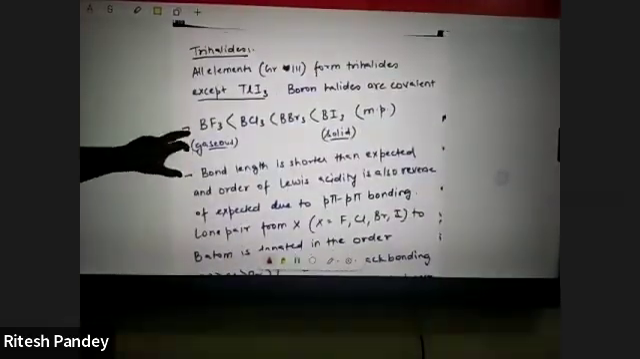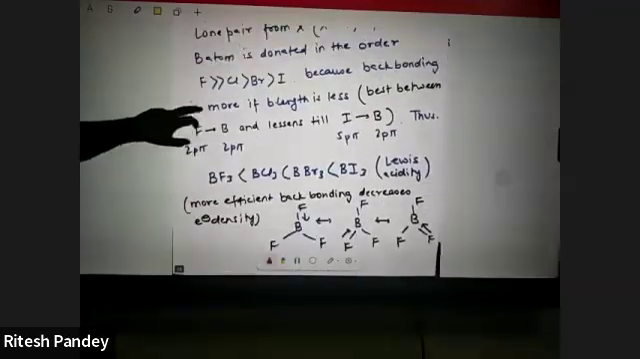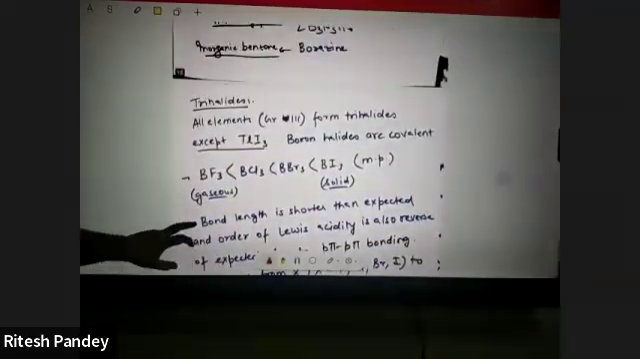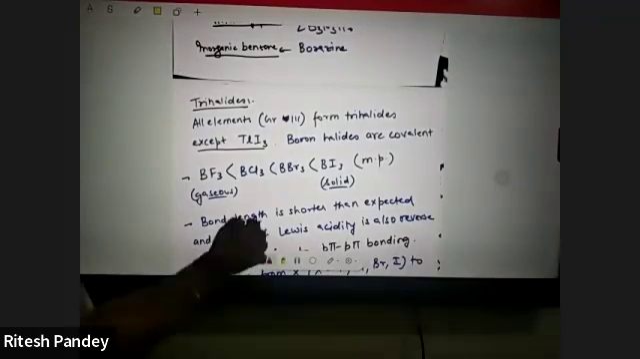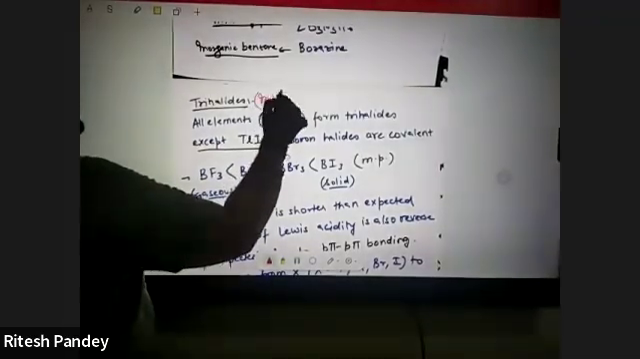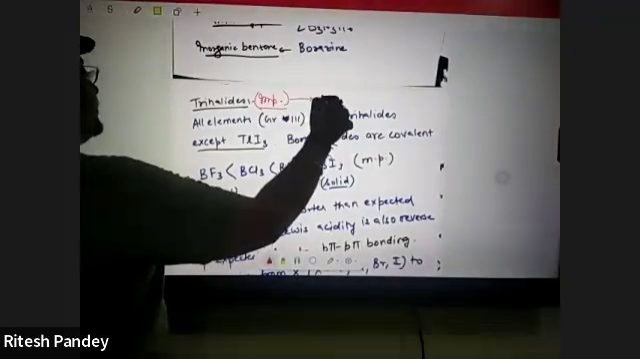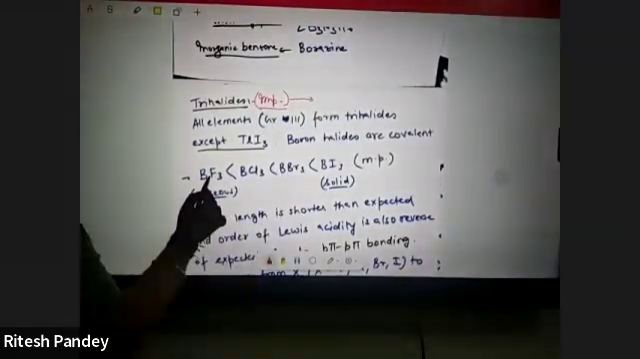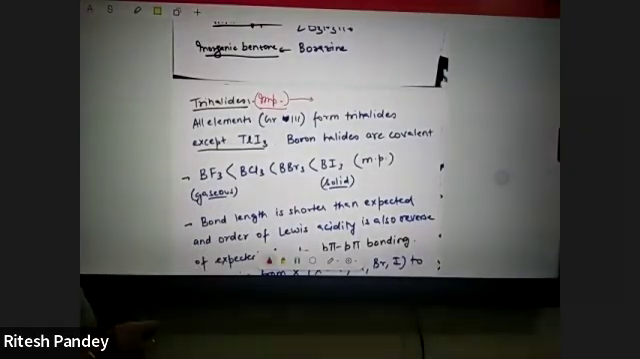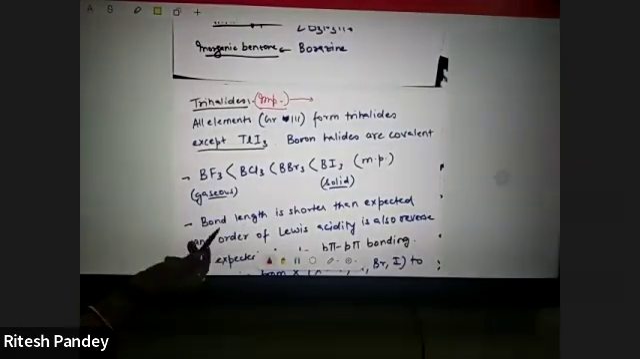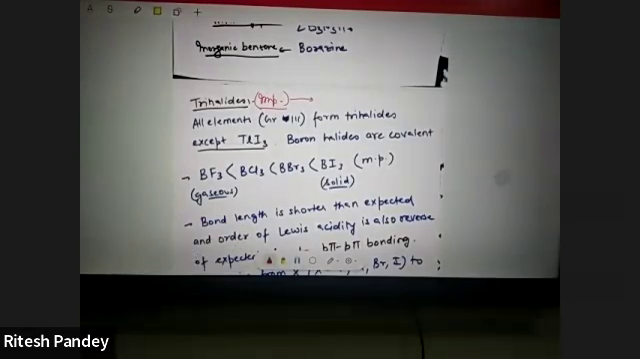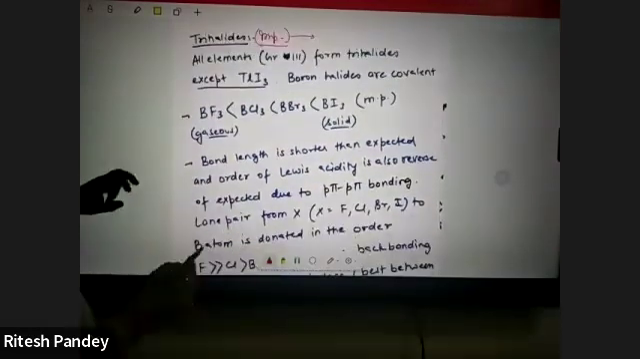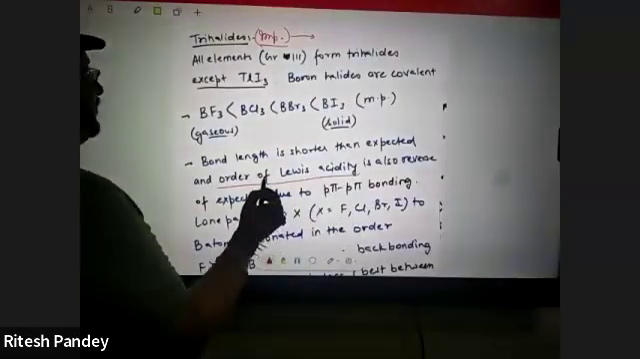Inorganic benzene, borazine, trihalides. I think we're nearing the end of this particular topic. Trihalides are important, and the most important part of trihalides is the question about BF3, BCl3, BBr3, BI3. They all have incomplete octets. Naturally, they are halides and covalent in nature. Bond length is shorter than expected. Order of Lewis acidity is also reversed from what is expected. This is the most common question, the order of Lewis acidity.